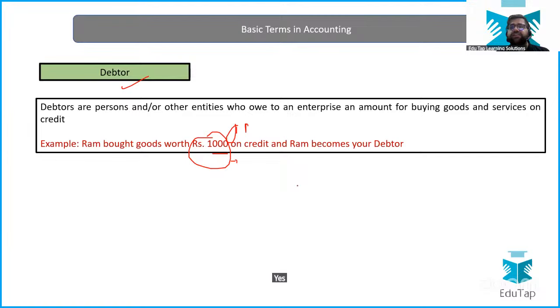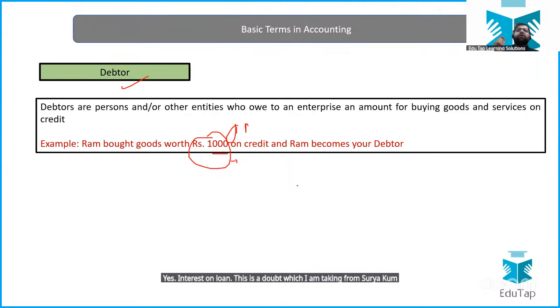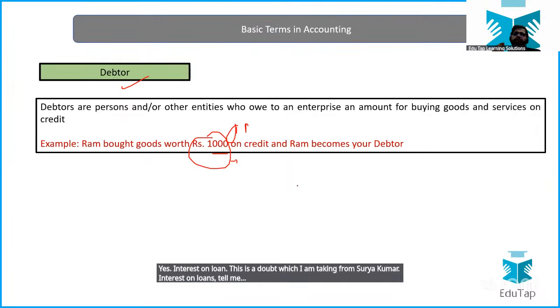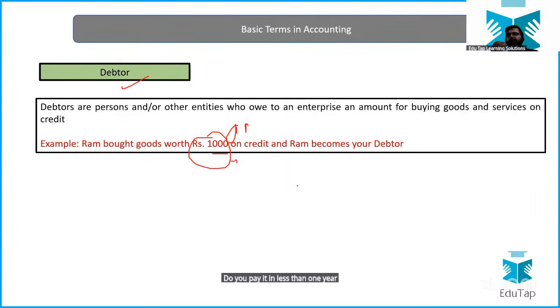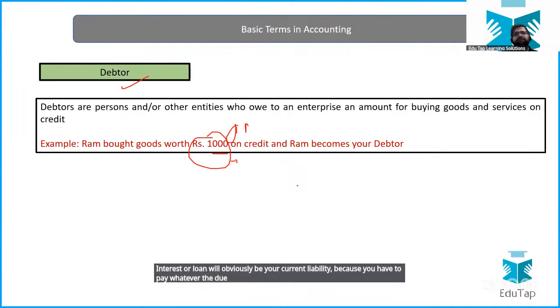Yes. Interest on loan. This is a doubt which I am taking from Surya Kumar. Interest on loans. Tell me, do you pay it in less than 1 year or do you pay it after 1 year or 3 years or whatnot? So interest on loan, can we call it a current liability or what? Interest on loan will obviously be your current liability because you have to pay whenever the due date comes, right?